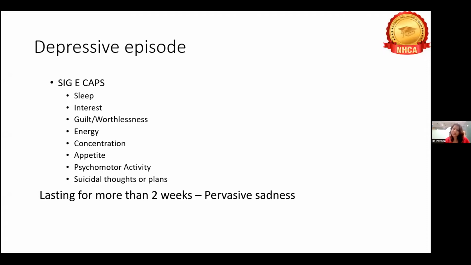If we want to make a diagnosis of a depressive episode, then it has to be more than 2 weeks of pervasive sadness, that is a continuous sadness. If the clients have that, then I can say it's a depressive episode. Now, if I want to call the patient bipolar, how do you make a diagnosis? If I want to call the patient as having a bipolar disorder, the patient at some point in his life should have both hypomania and a depressive episode.